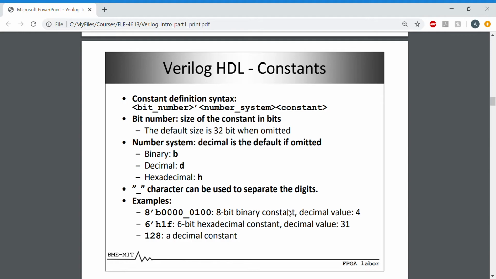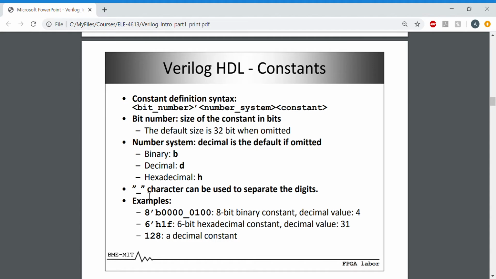The constant definition syntax. You have the bit number, a tick, then the number system, and then the constant. The bit number is the size of the constant in bits. The default size is 32 bits when omitted. For number systems, decimal is the default if omitted. For binary, use the letter B, for decimal D, for hexadecimal H, and for octal O, but nobody is using octal.